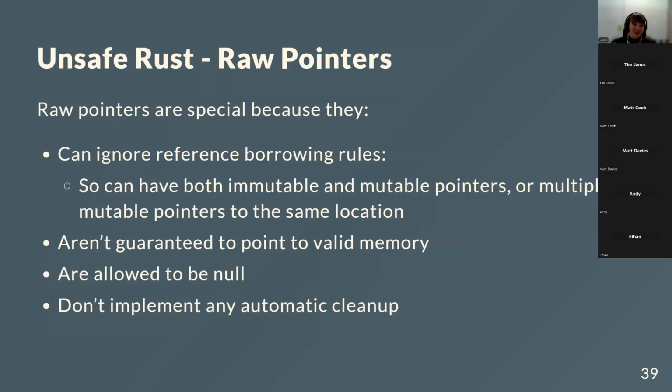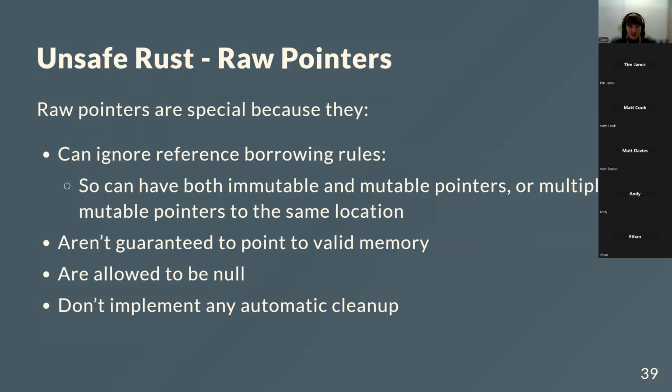The main use of unsafe Rust is when working with raw pointers. They're special because they can ignore the reference borrowing rules. That doesn't mean you should, but they can. That means you could have both immutable and mutable pointers or multiple mutable pointers to the same location. You should never have that, but if you're working with raw pointers, you could. So if you've got unsafe Rust, you're saying, I will make sure this isn't the case, even though raw pointers have no way to ensure that.